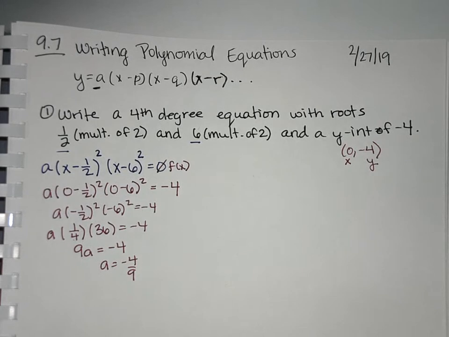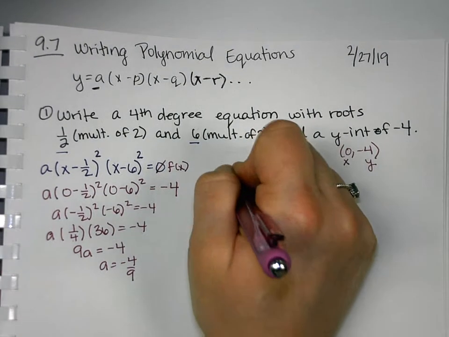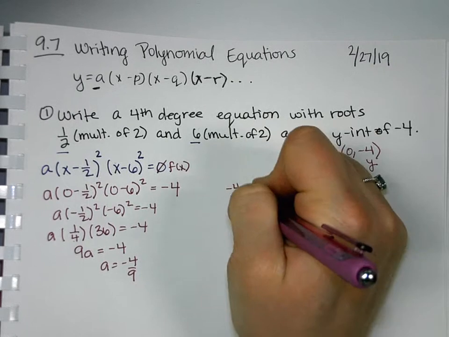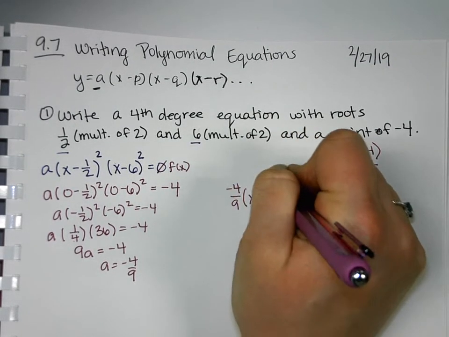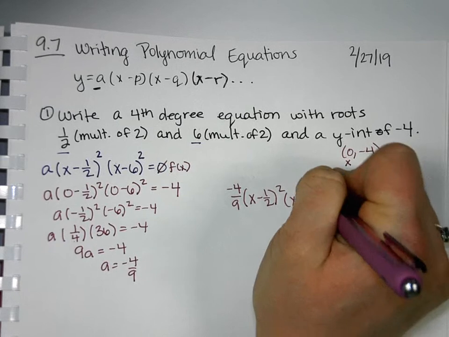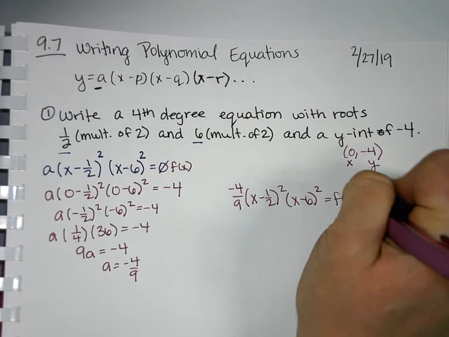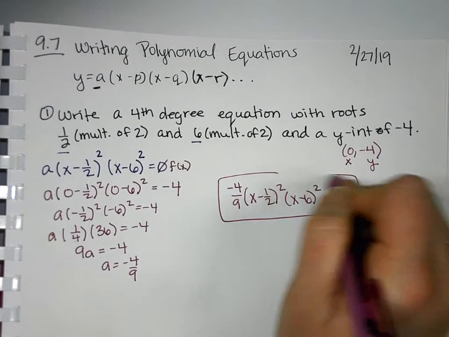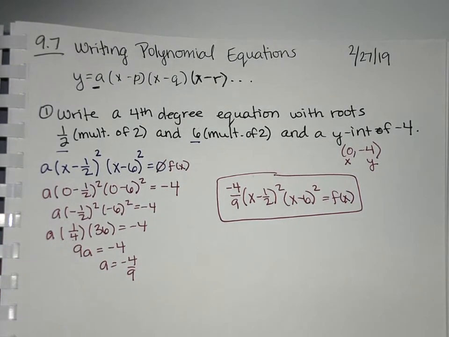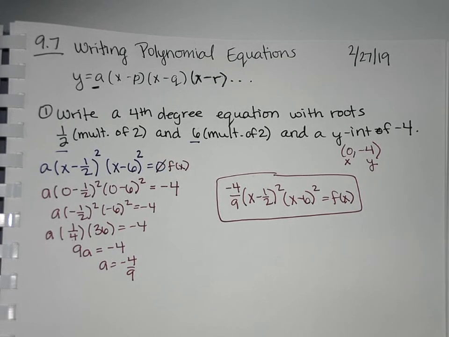What that means is that our final equation is going to be negative 4 over 9, our a, times x minus 1/2 squared times x minus 6 squared equals f of x. That is your 4th degree polynomial that has 1/2 as a solution with a multiplicity of 2, that has 6 as a solution with a multiplicity of 2, and it has the y-intercept of (0, -4). Like I said, we have done these a little bit before, but we never had to account for that constant. So this is going over how we write them and account for the constant.